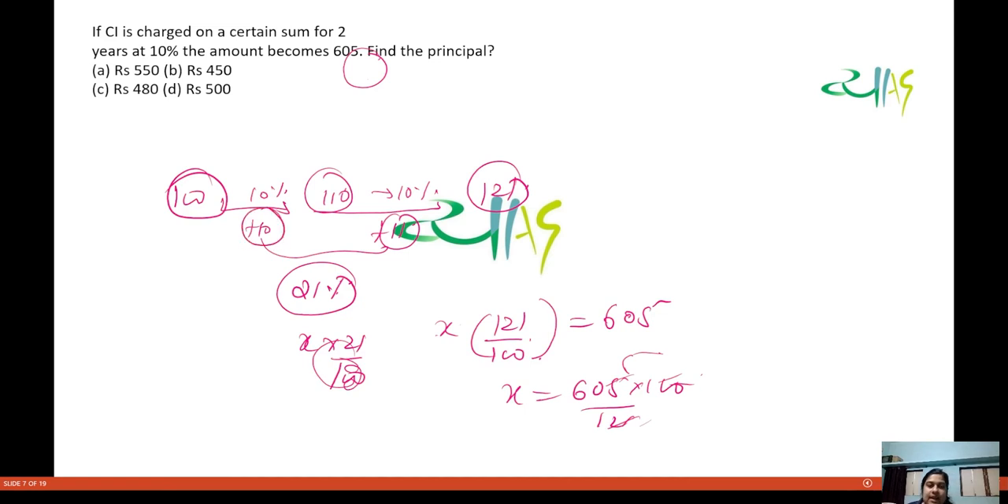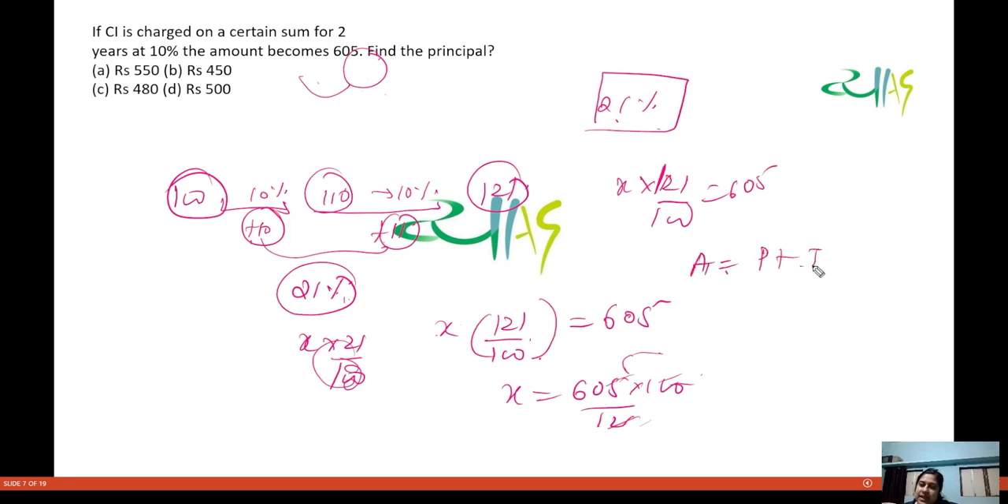What I did here is, because I added plus 10 here and plus 11 here, I got this as 21%. So I know this is amount. If this would have been interest, then I would have found 21 into 100 is equal to 605, and I would have got some other answer. But it is saying this is amount, so this has 121. Why? Because whenever amount is given, that means amount is equal to principal plus interest.